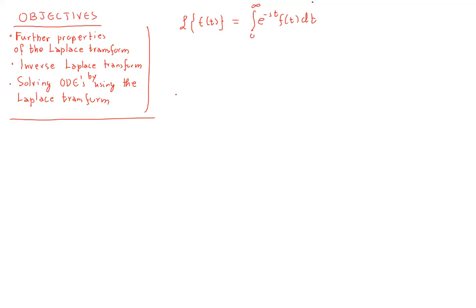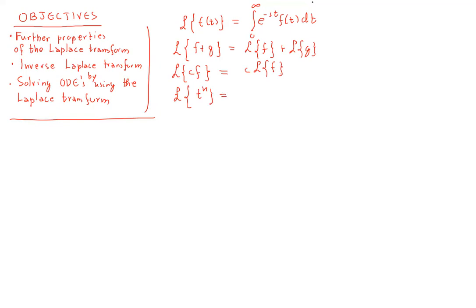But for the moment, let me remind you that the most important formulas to know here are the following. The Laplace transform is linear. So this means that it transforms the sum of two functions into the sum of the Laplace transforms, and the product by a constant number to the corresponding product of the Laplace transform by the same constant number. And for specific functions, the Laplace transform of t to the n is n factorial over s to the n plus one. The Laplace transform of e to the at is 1 over s minus a.